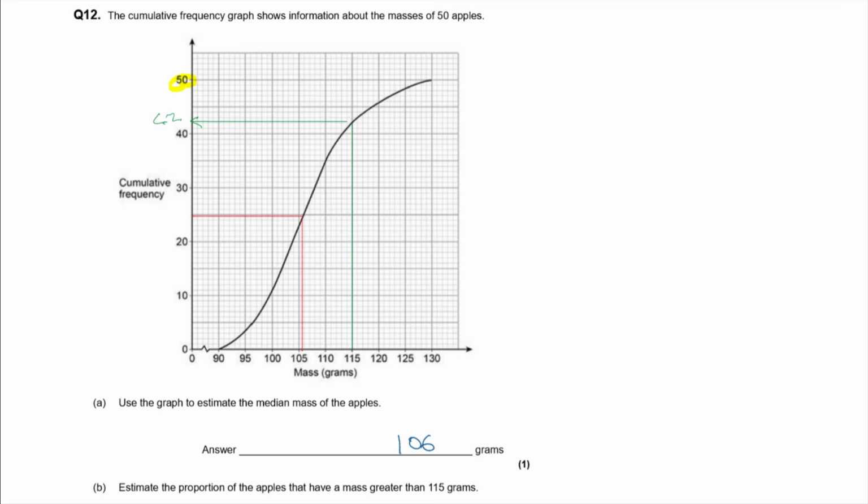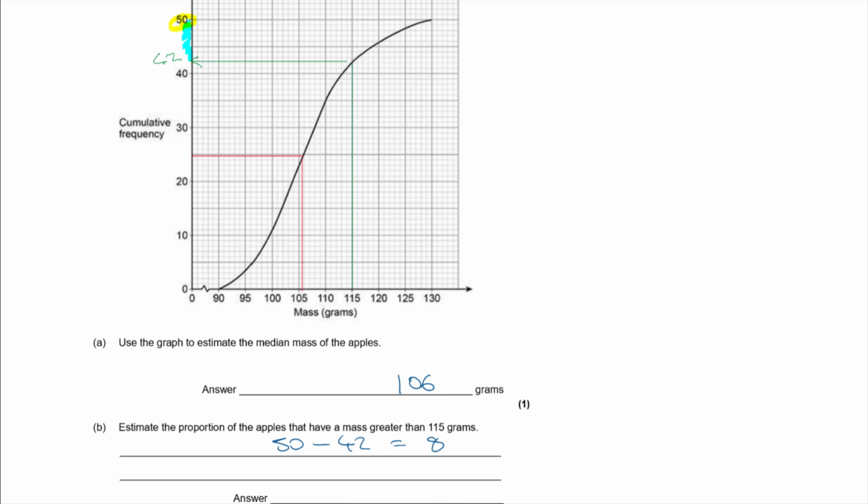So, estimate the proportion with a mass greater than 115. Now that 42 is telling me that 42 apples have a mass of 115 or less. So again, what we want to do here is work out that bit there. If 42 have got 115 or less, then 50 minus 42, or 8 apples, have more than 115. So 8 apples are going to have a mass of 115 or greater.